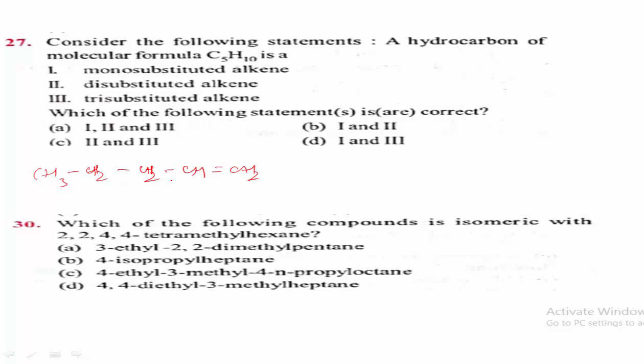It contains 1, 2, 3, 4, 5 carbon atoms and 10 hydrogen atoms. Okay, here only one double bond is present. Is it right? Yes, the first carbon atom contains the double bond here. Therefore, this is an example for mono substituted alkene.